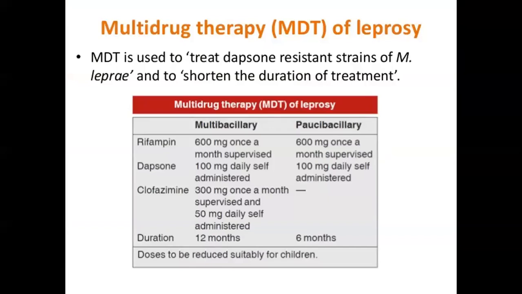What is multi-drug therapy for leprosy? Multi-drug therapy is used to treat dapsone-resistant strains of Mycobacterium leprae and shorten the duration of treatment. Now, what are the drugs? Rifampicin, dapsone, and clofazimine. For multibacillary leprosy, you give 600 milligrams once a month, 100 milligrams daily self-administered, and 300 milligrams once a month. These are different kinds of regimens you can easily copy from Google.